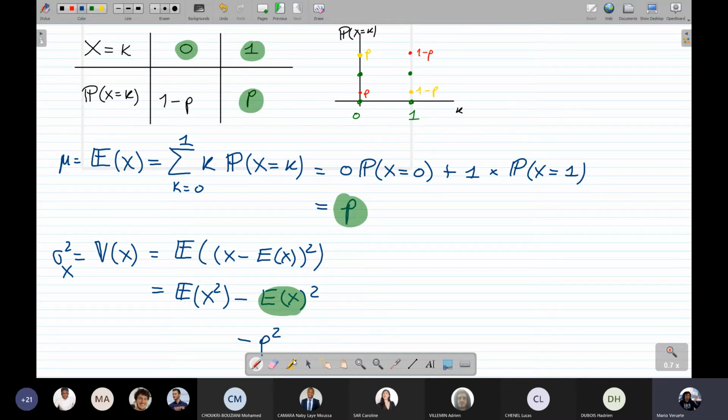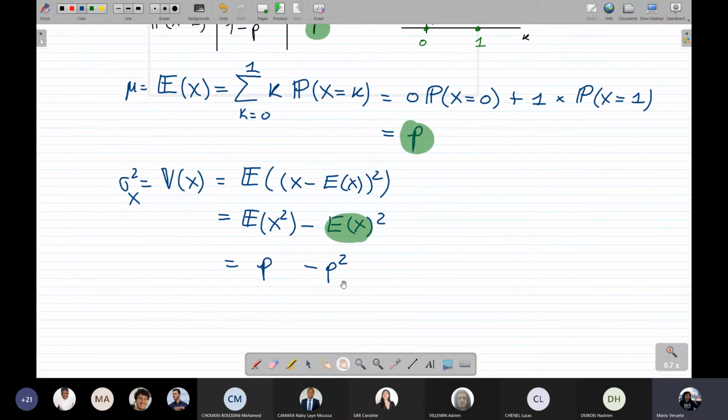And what is the expectation of X square? Well, it's the same. You take the square values here, so you get 0 again and 1, because 0 square is 0 and 1 square is 1. And when you compute the expectation of that variable, you get 0 squared times 1 minus P plus 1 squared times P. That's just P. So finally, the variance of my Bernoulli law is P minus P squared. And you can factor this polynomial and say that this is P times 1 minus P.